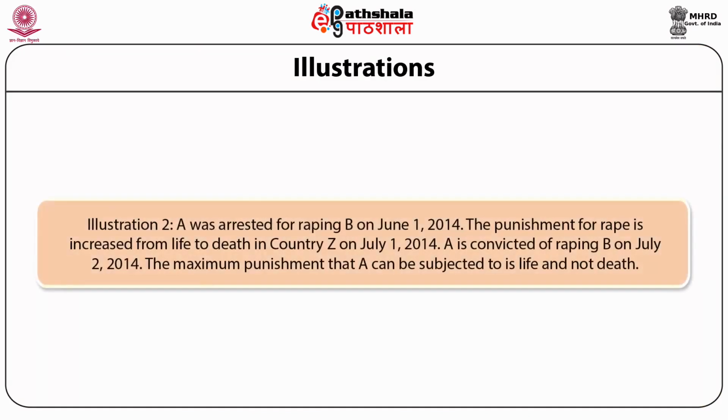A is arrested for raping B on June 1st, 2014. The punishment for rape is increased from life to death in country Z on July 1st, 2014. A is convicted of raping B on July 2nd, 2014. The maximum punishment that A can be subject to is life and not death. It may be so that at the time of the conviction, the maximum punishment might have been death for committing rape. But when the rape was in fact committed, the maximum punishment was life, and the trial is governed by the law at the time of the commission of the offense. That is what the provisions against ex post facto laws guard against.